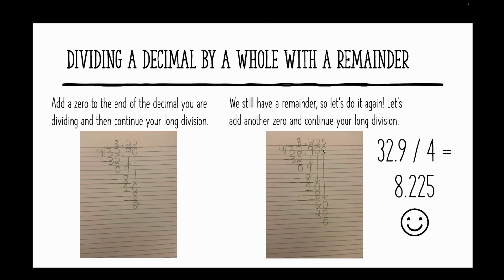Well, you have another remainder, so let's do it again. Add another 0 over here, 32.900 now, and you bring down that 0 to give you 20. Well, 4 goes into 20 5 times, for a total of 20. 20 minus 20 equals 0. So no more remainder, so you have your answer, 8.225. 32.9 divided by 4 equals 8.225.